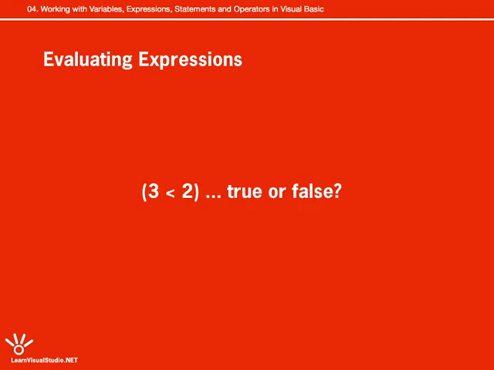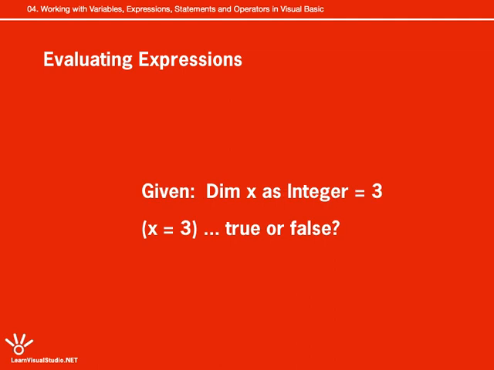Okay, the first one, 3 is less than 2. Is that true or false? Obviously, that's false. Let's do the opposite. 3 is greater than 2. Is that expression true or false? It's true. Okay, so let's go on to a little bit of a harder case. Dim x as integer equal to 3. X equals 3. Is that true or false? Well, obviously, that is true.